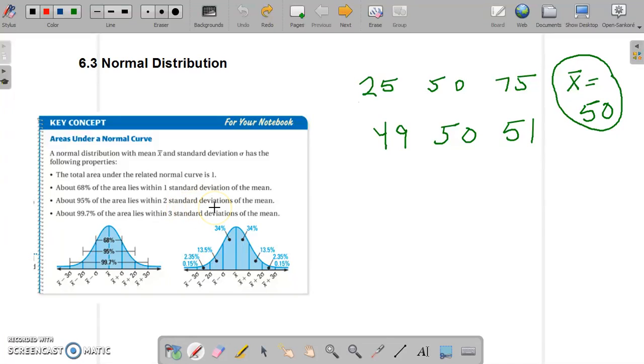95% will fall within two standard deviations, and all but 0.3% will lie within 3 standard deviations. So these percentages are going to be very important when we are trying to figure out some percentages of distributions. So let's just do an example so we can see how this works.